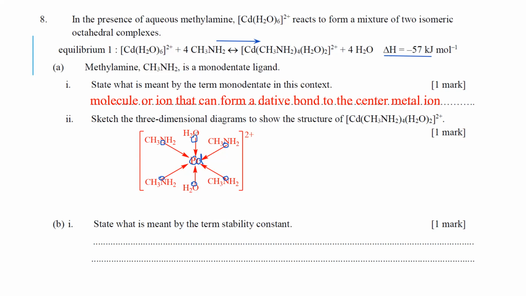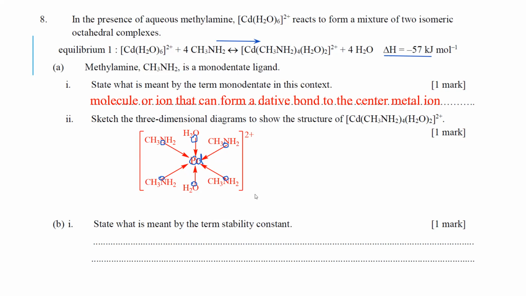So that means if you do not know how to show the correct arrow, we will presume that you do not understand which atom is responsible for forming the dative bond in here. So in here you have to be extra careful. Okay, then we go to B1.